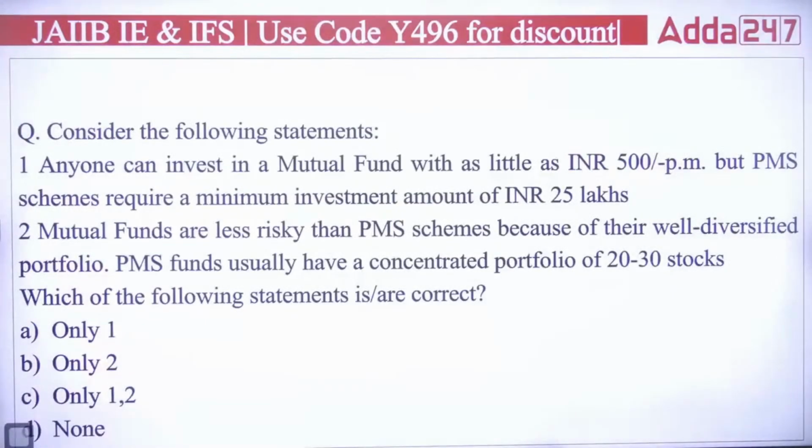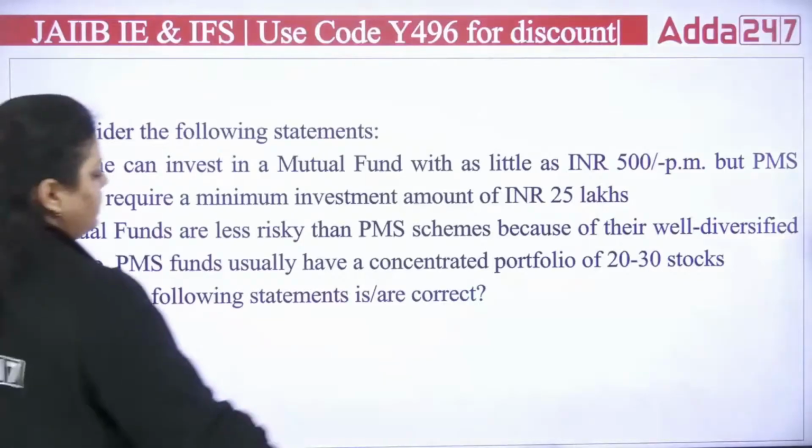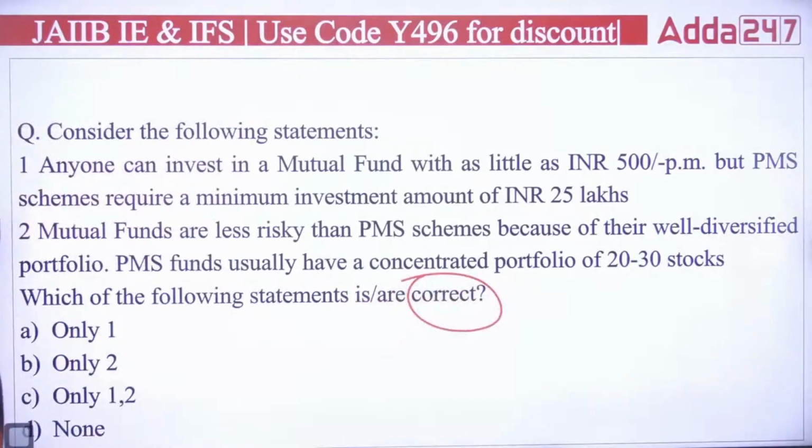Consider the following statement. First is saying anyone can invest in mutual fund with as little as 500 rupees per month, but the PMS scheme requires a minimum investment amount of 25 lakh. Then mutual funds are less risky than PMS scheme because of their well diversified portfolio. PMS funds usually have a concentrated portfolio of 20 to 30 stocks. Now you have to answer which of the following statements are correct. A, B, C or D?